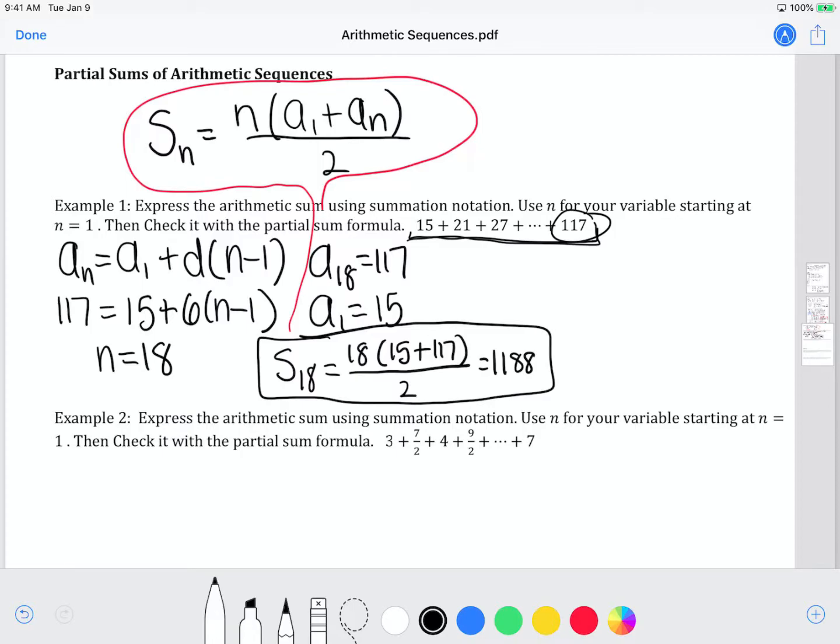Now we can also use the summation notation on our calculator. I can set it up.